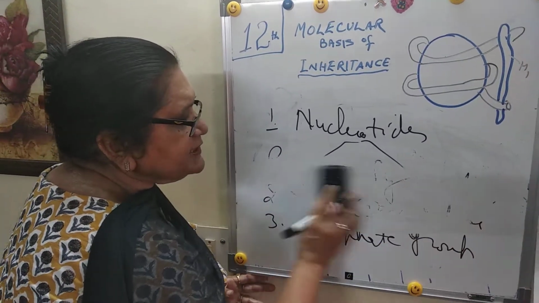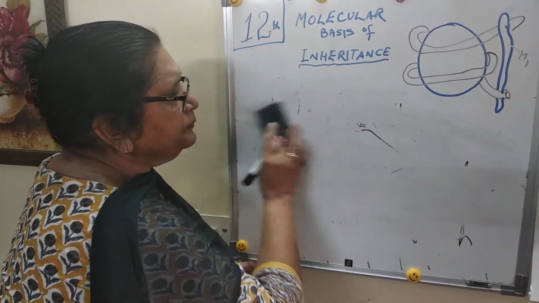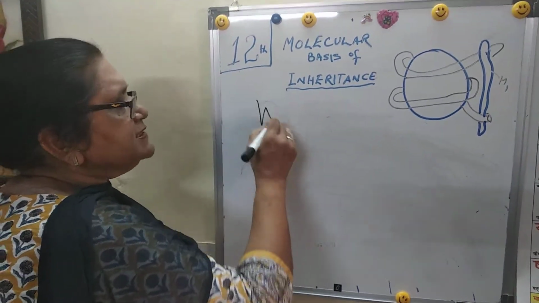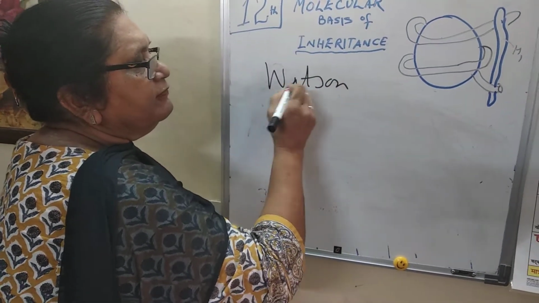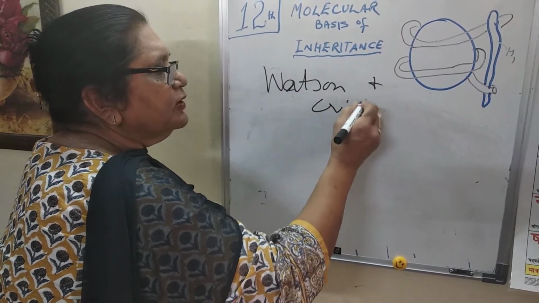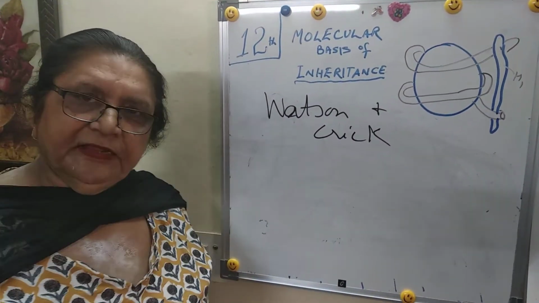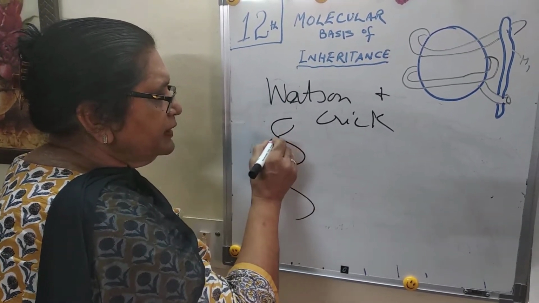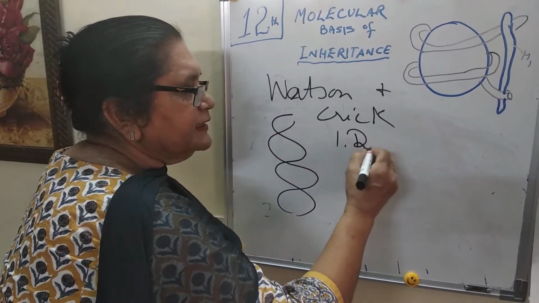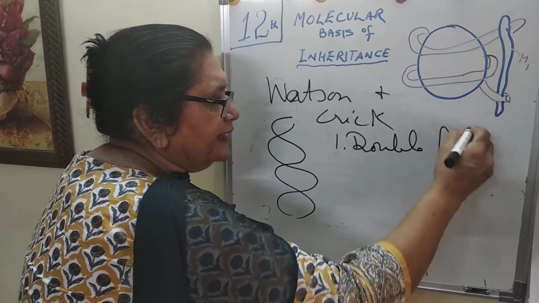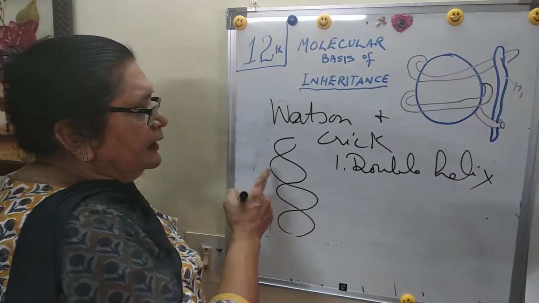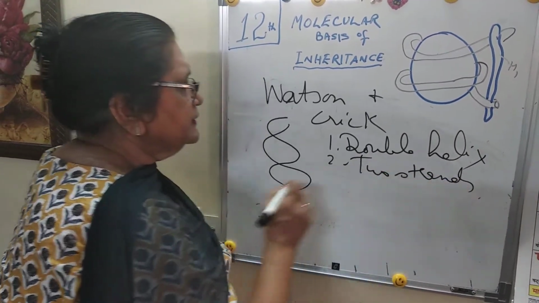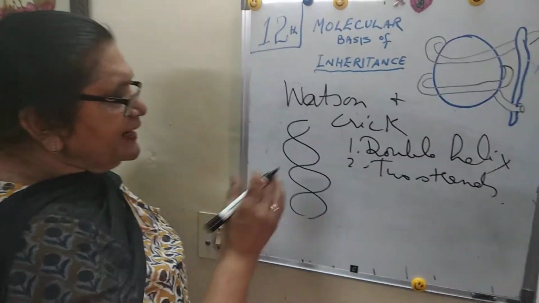Various scientists worked on this, but Watson and Crick got the Nobel Prize and gave the DNA model. According to them, DNA has, first, a double helix structure and consists of two strands. Clear? So, double helix structure.